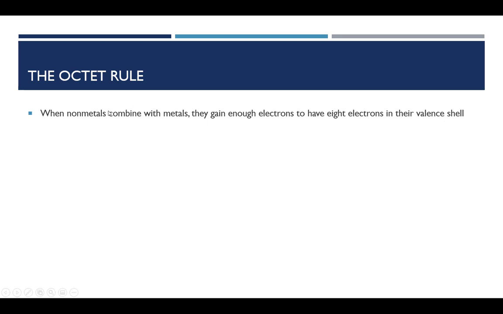What about nonmetals? Well, it depends on what nonmetals are going to combine with. If nonmetals combine with metals, then they're going to do the exact opposite of what metals did. Whereas metals lose valence electrons, nonmetals accept those electrons from the metals. And they want to gain enough electrons to get to having 8 electrons in their valence shell. So how is that going to work out?